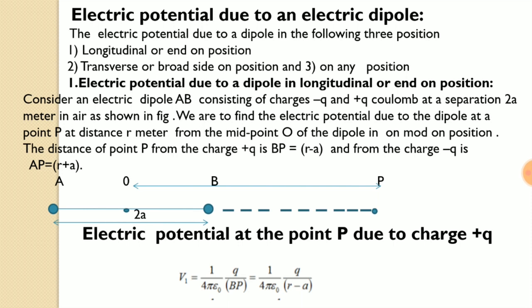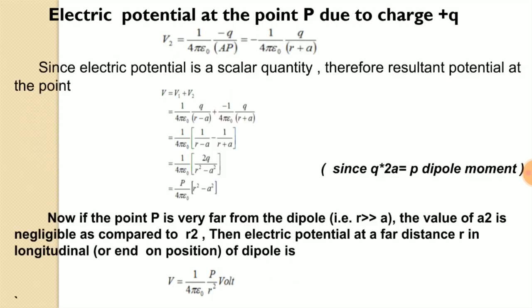So the electric potential at the point P due to plus Q charge, V1, is equal to 1 upon 4 pi epsilon naught Q upon BP. We put here the value of BP, so we get 1 upon 4 pi epsilon naught Q upon r minus a. Now the electric potential at the point P due to charge minus Q is V2, equal to 1 upon 4 pi epsilon naught minus Q upon AP. So minus 1 upon 4 pi epsilon naught Q upon r plus a, putting here the value of AP. Since electric potential is a scalar quantity, the resultant potential at point P is V equal to V1 plus V2.